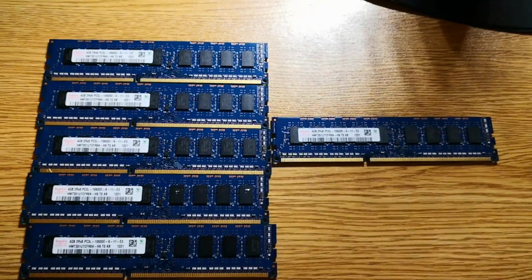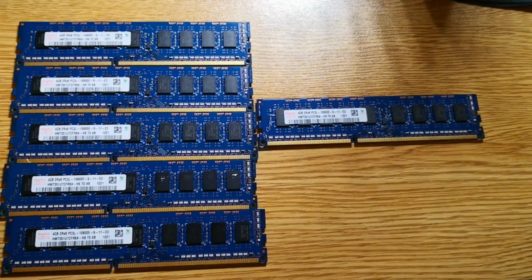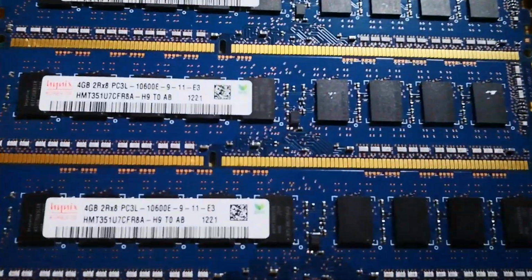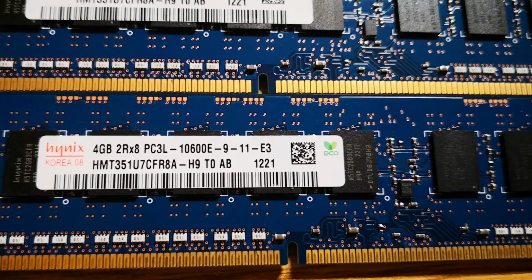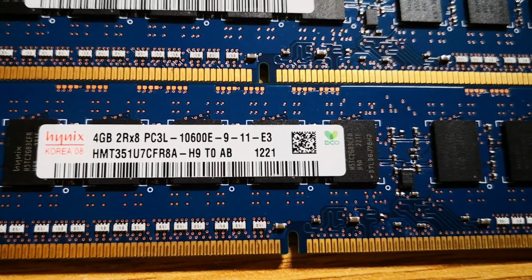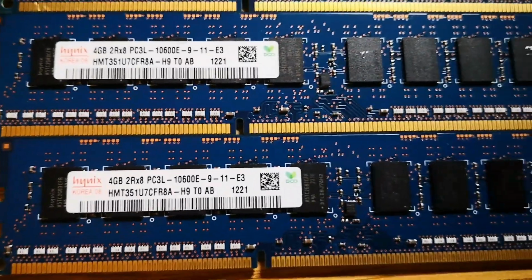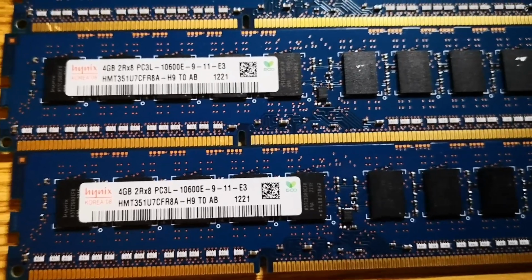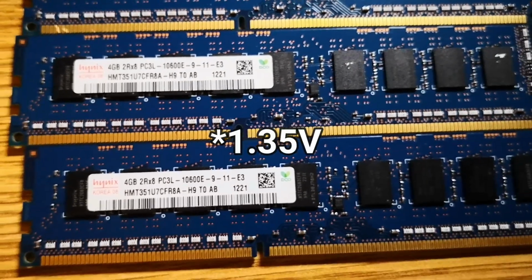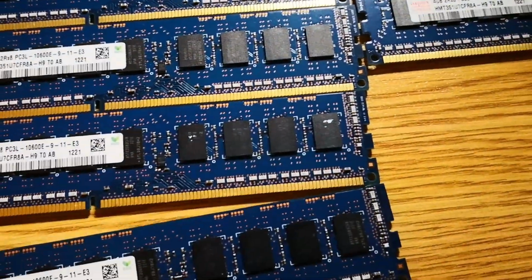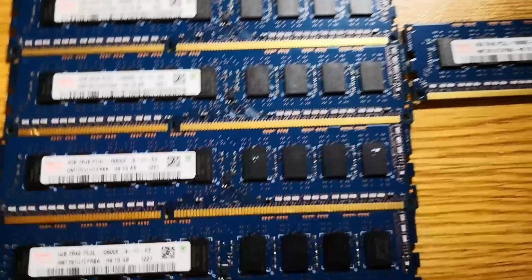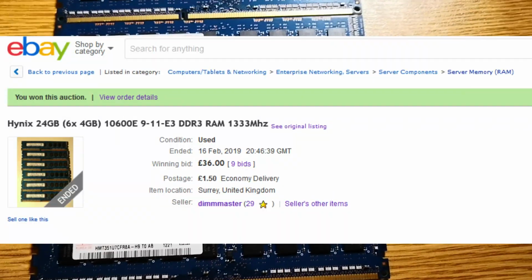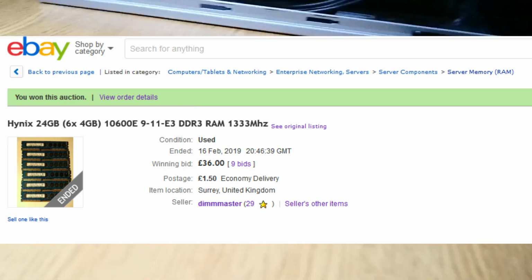Here is what I will be upgrading to. As you can see, 4 gigabytes of PC3L. PC3L is, I think, the low voltage one, which is 1.25 volts or something. But it shouldn't matter. I hope this works because, you know, I paid 40 quid for these. So, yeah, let me take the old one out.